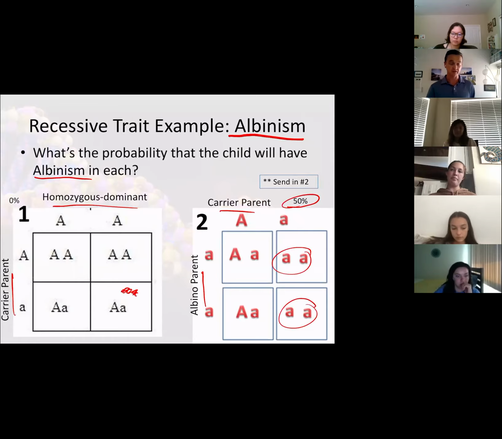One thing that's important to clarify here is the difference between probability and prevalence, right? So probability is new with each offspring, right? And that's the same.